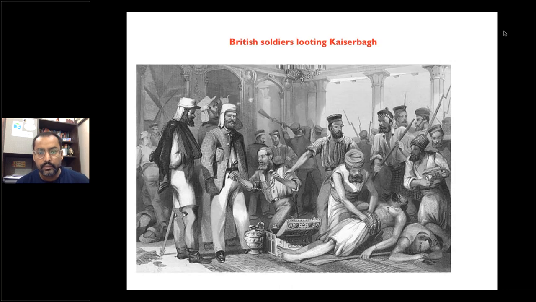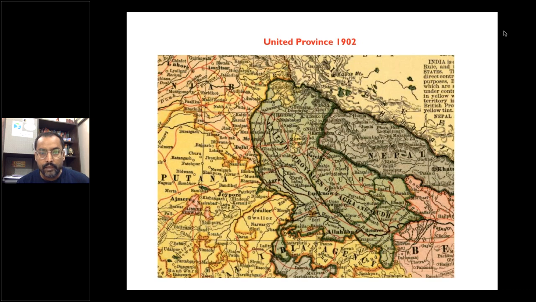And here the British soldiers are looting the Kesarbagh complex. Kesarbagh complex was a very big area. And now you see the Kesarbagh complex. If you see the aerial drone picture, you would get an idea of how this Kesarbagh complex used to look in historical times. Now this is a map of 1902 United Province. Earlier it was known as UP. Now we call it Uttar Pradesh, but actually it was United Province.